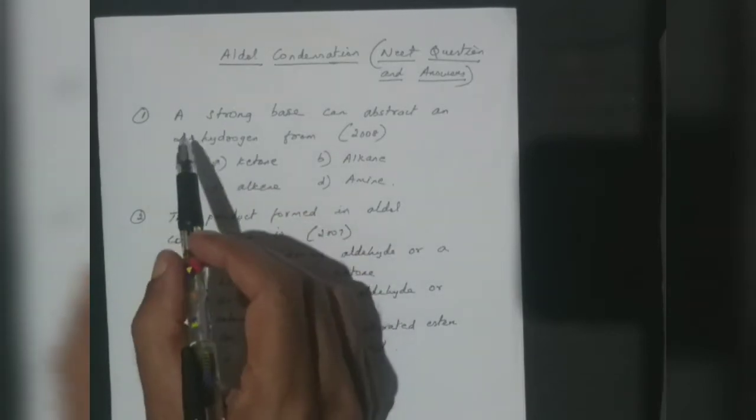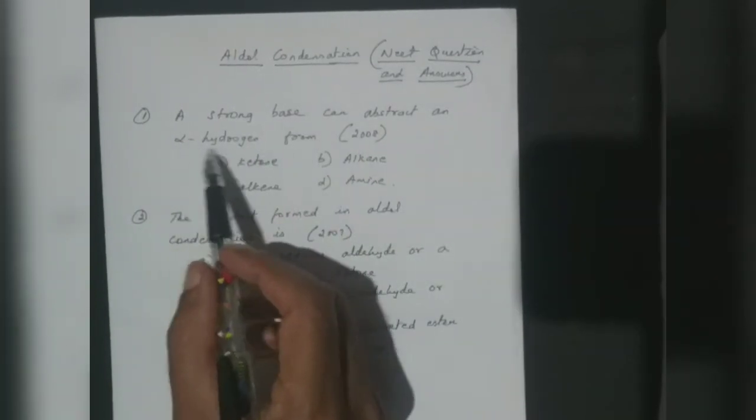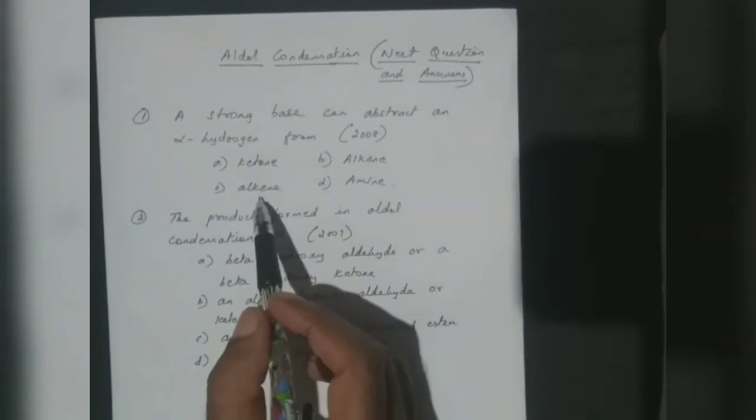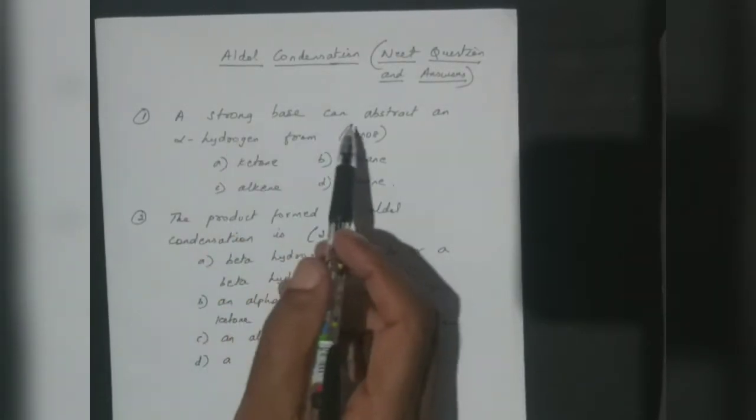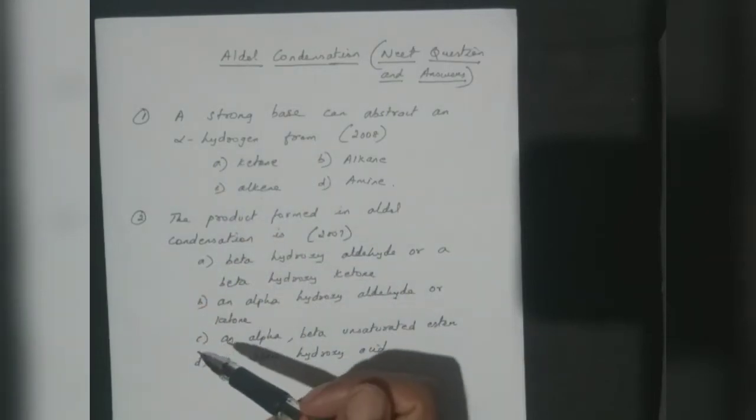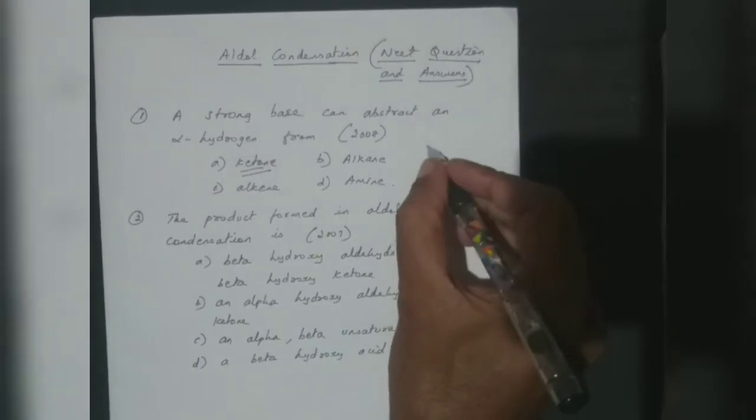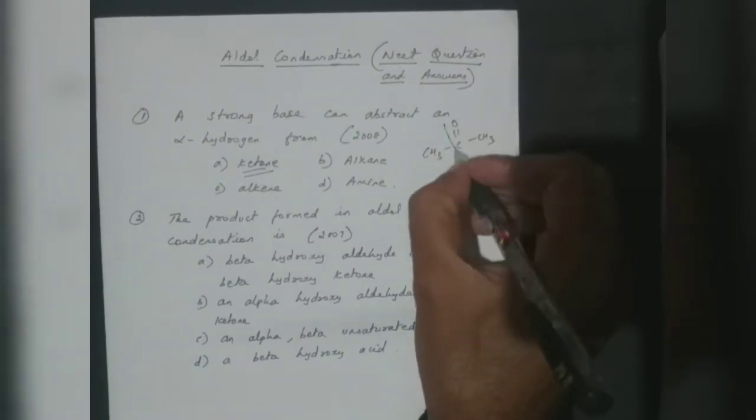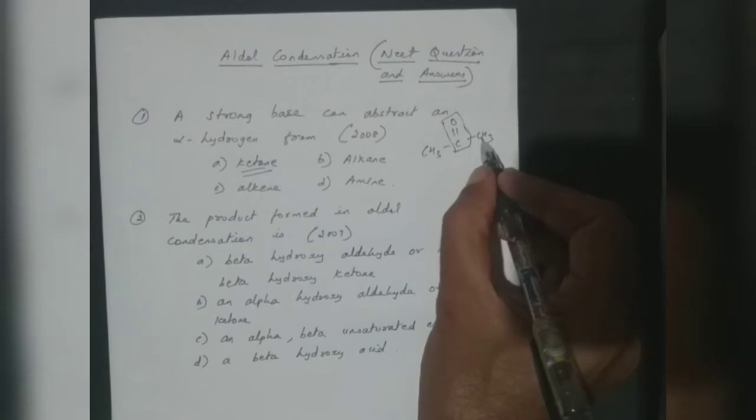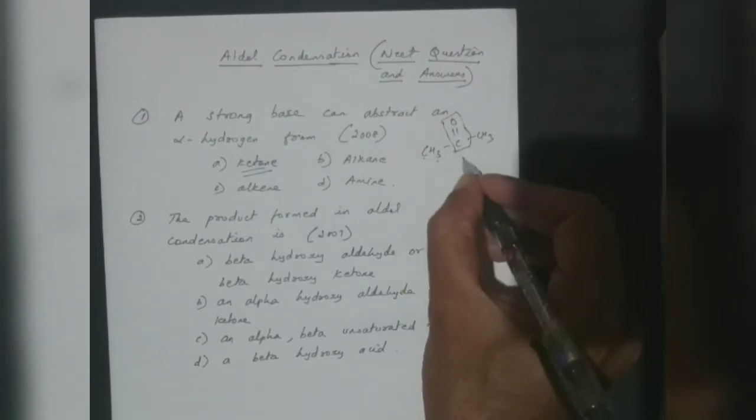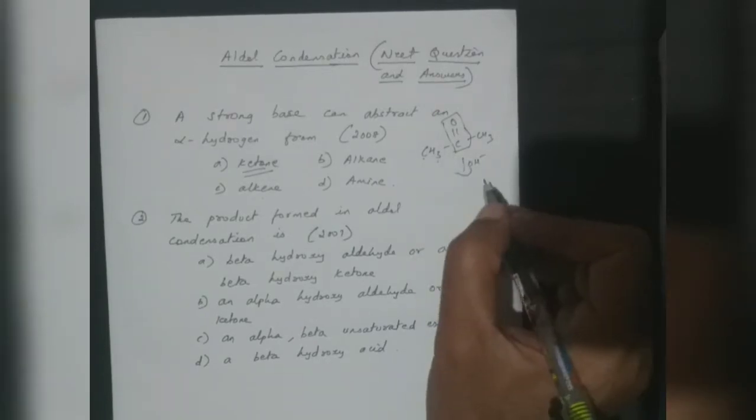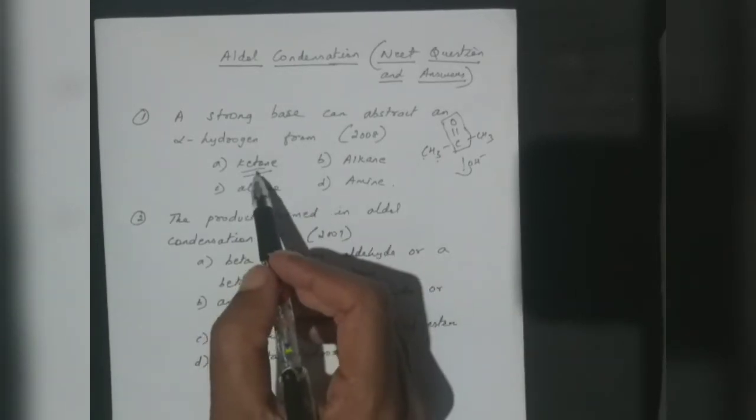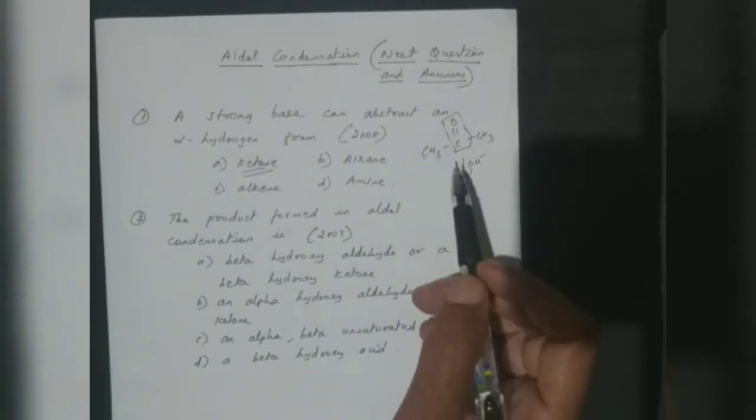The question is, a strong base can abstract an alpha hydrogen from. They are given 4 options. Option A is ketone, then alkane, and amine. So we know that in case of ketone, the formula is CH3, C double bond O, CH3, and this is the functional group. And alpha carbon is present, also alpha hydrogen is present. So when treated with the base, it can pull a hydrogen, and it will undergo Aldol condensation. So in general, ketone, when treated with a base, will release alpha hydrogen.